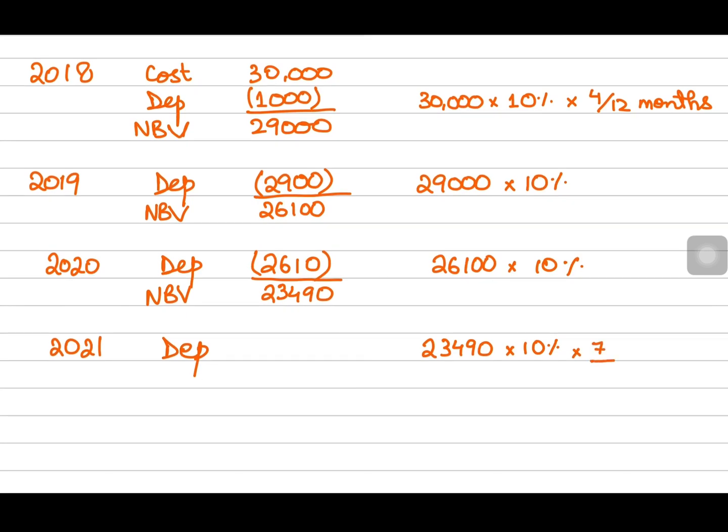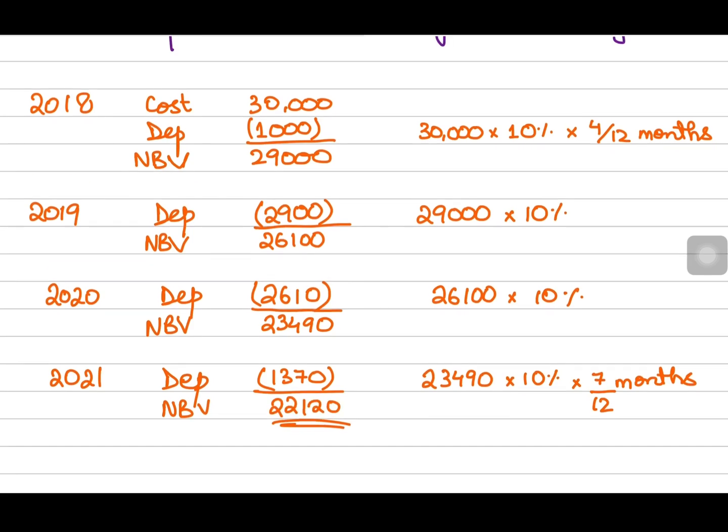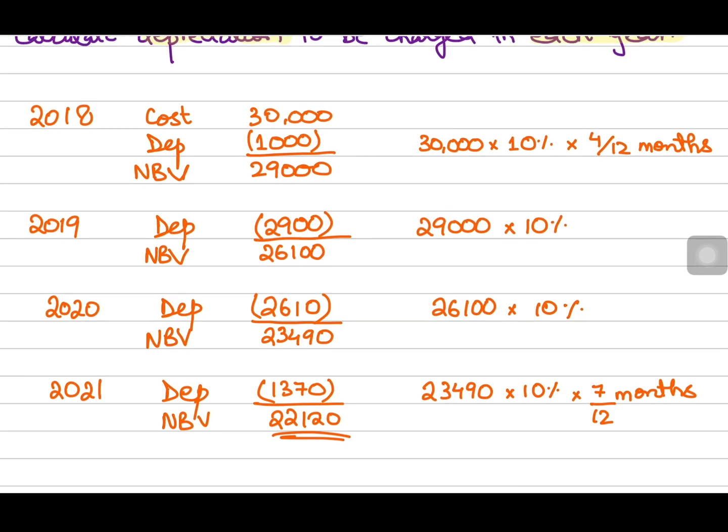So this means that 7 months divided by 12 months will give me the depreciation in the year of disposal, and that would be 1,370. So this will give me a net book value of 22,120, right. So how do we charge depreciation using the reducing balance method? If we are following the monthly basis policy, we will be charging it according to the months of ownership in the year of purchase and in the year of sale as well. So this means that my accumulated depreciation in this example will be $1,000 plus 2,900 plus 2,610 plus 1,370.